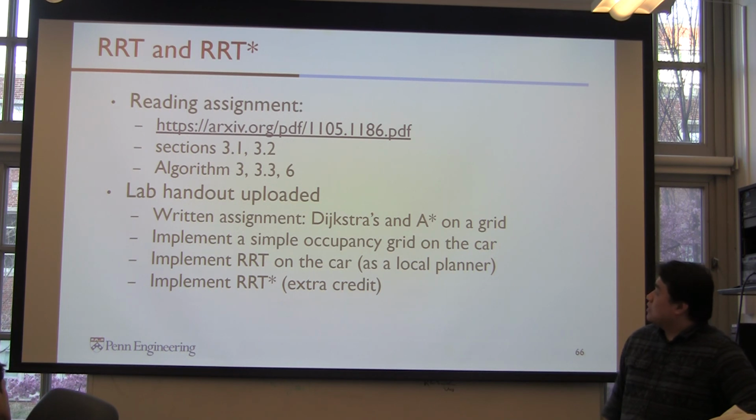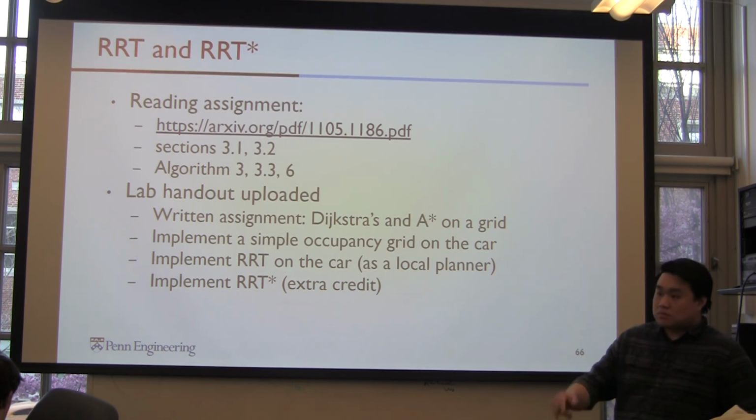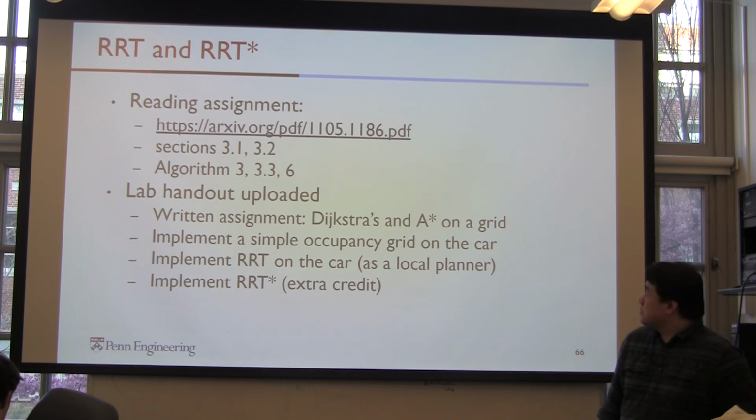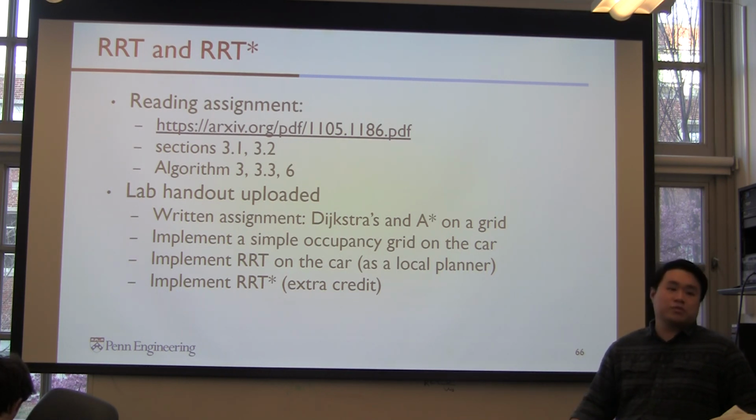And then the lab handout is already on GitHub, updated. So you have a written assignment. You're playing that grid world game with Dijkstra and A-star, and you're going to write out the expanded set and the final path. The next step is that you have to implement a simple occupancy grid on the car. You need to keep track of the current occupancy grid of your world. This could either be a local one around the car that moves with the car, or a global one that covers the whole map.